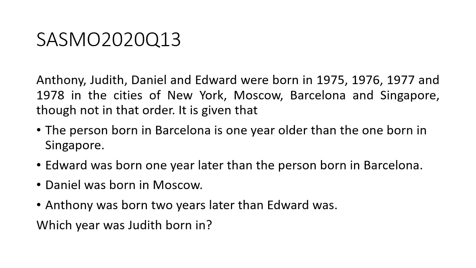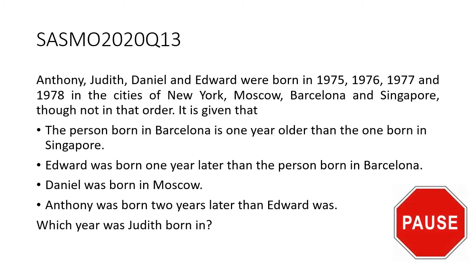Question 13. Anthony, Judith, Daniel, and Edward were born in 1975, 1976, 1977, and 1978 in the cities of New York, Moscow, Barcelona, and Singapore, though not in that order. It is given that the person born in Barcelona is 1 year older than the one born in Singapore. Edward was born 1 year later than the person born in Barcelona. Daniel was born in Moscow, and Anthony was born 2 years later than Edward was. Which year was Judith born in? Pause the video here and give this question a good try.